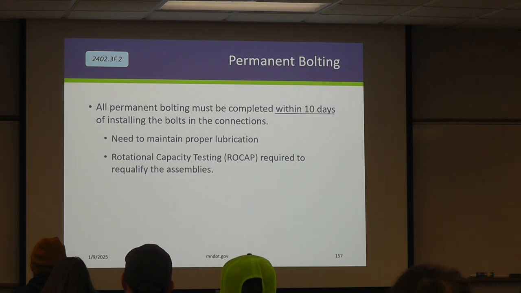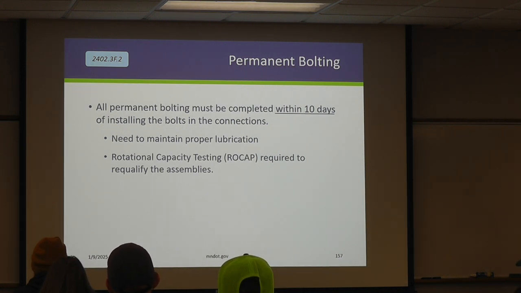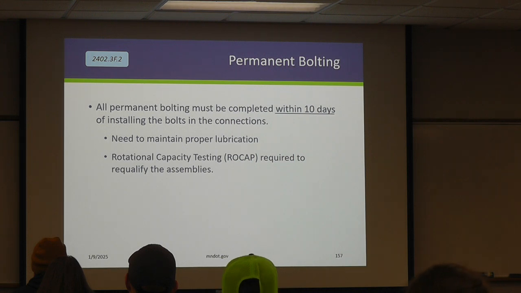Permanent bolting, we have requirements that this has to take place within 10 days of installing your permanent bolts. Why? Because the lubrication that's used on these bolts is water soluble. So you get a couple of really heavy rainstorms, you're going to lose a lot of that lubrication really quickly. And that's going to impact how these bolts actually perform. So if you go past 10 days, we require a number of bolts to be taken out of the bridge and subject to ROCAP testing to verify that the lubrication system and the bolts are still able to function. Really, there's very few reasons why they shouldn't do this within 1 day, but we do give them that.